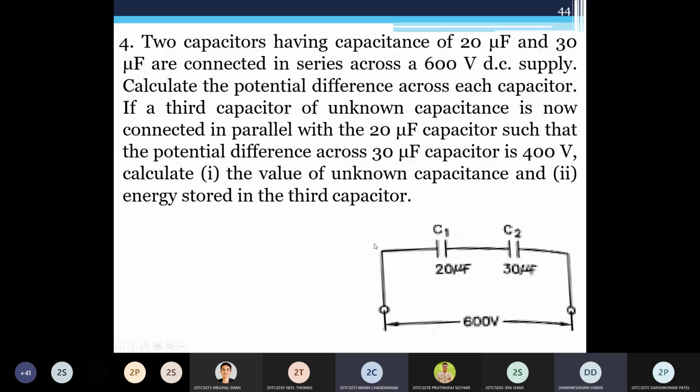Sir, unknown capacitance 40. Yes, sorry. Unknown capacitance value equals 40 microfarad. Yes, it is 40 microfarad.